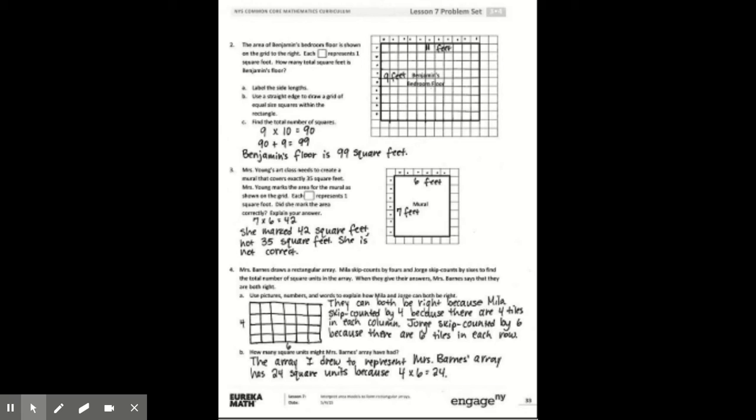And again, remember, when you're finding the area, the actual area is square feet. Each side would just be 9 feet and 11 feet. The area would be 99 square feet.